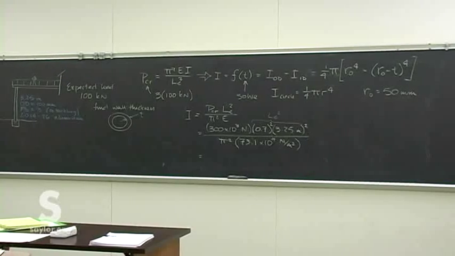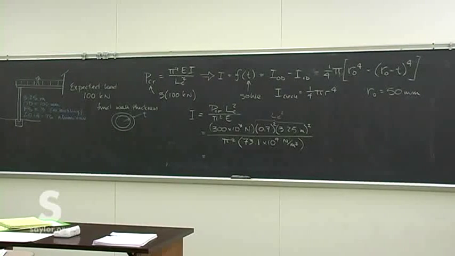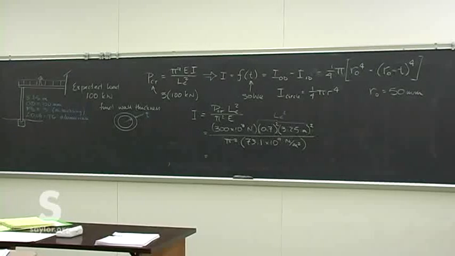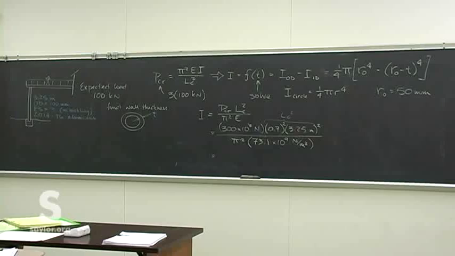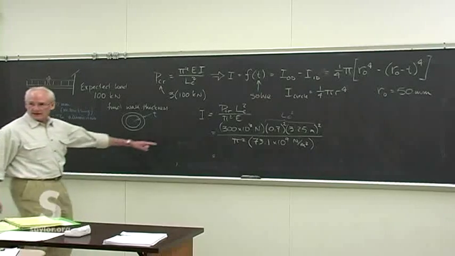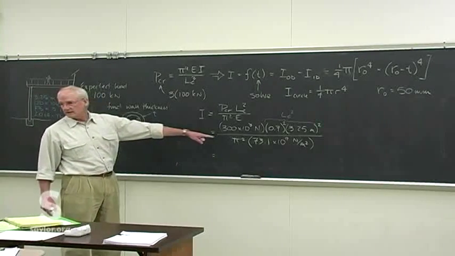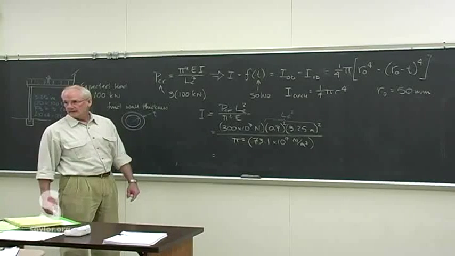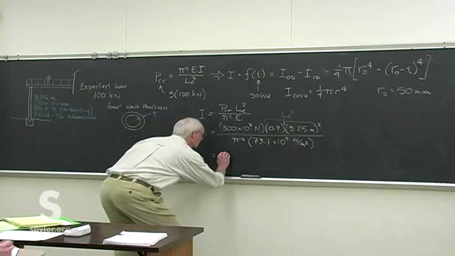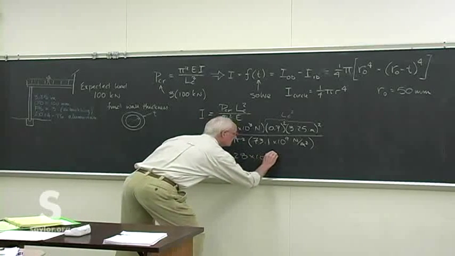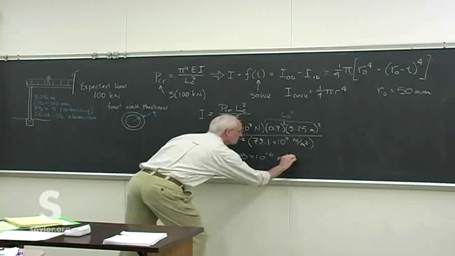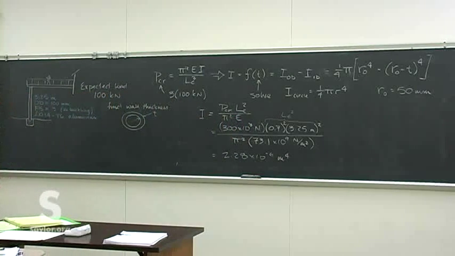Did you get something? About 7 millimeters. A little under? Yes. Yeah, that makes sense, I guess. Okay. Yeah, that was 57. Subtract that from 30. Tom, you have to have this number just so I can write it down. 2.28 times 10 to the minus 6 meters to the fourth. Is that for I?